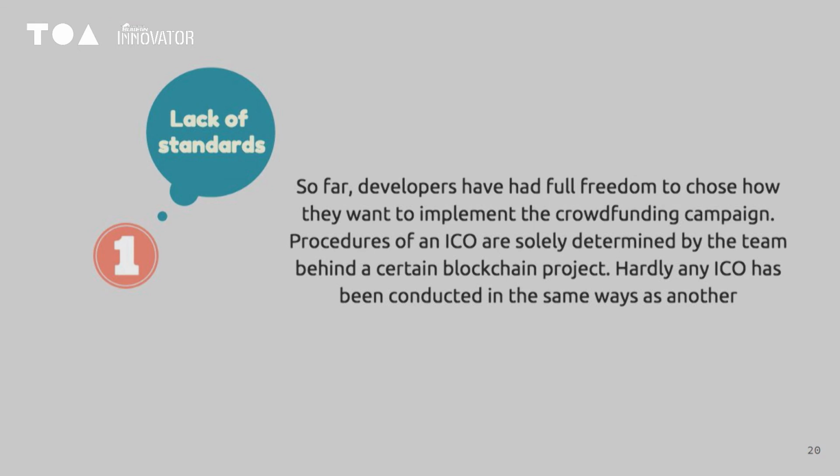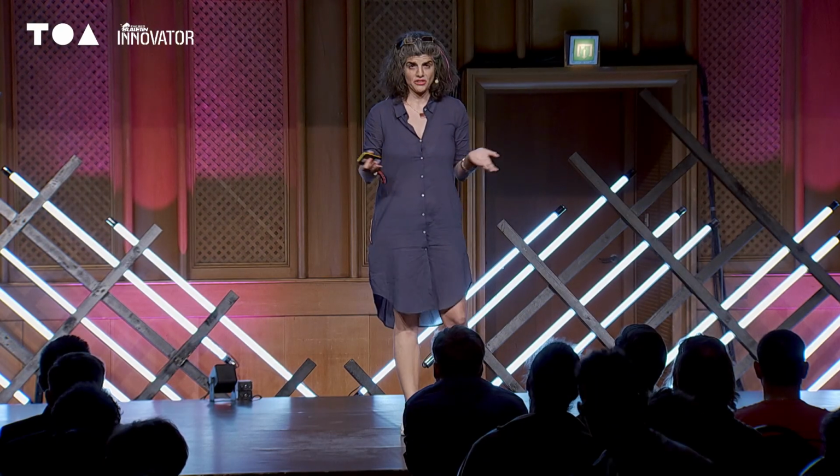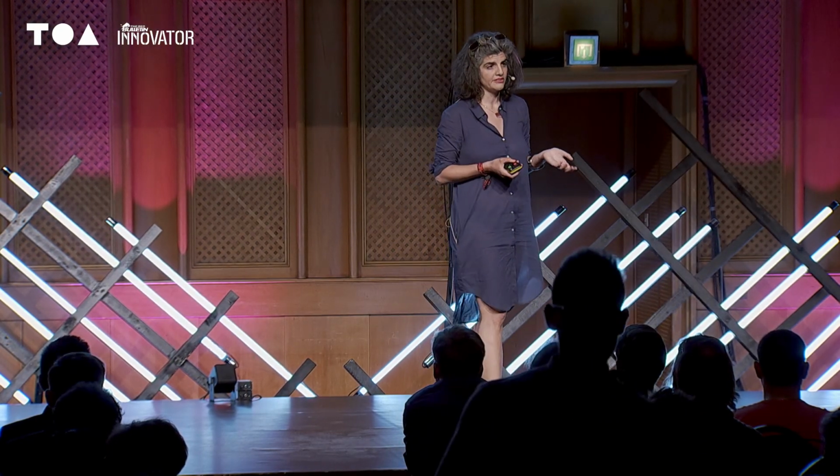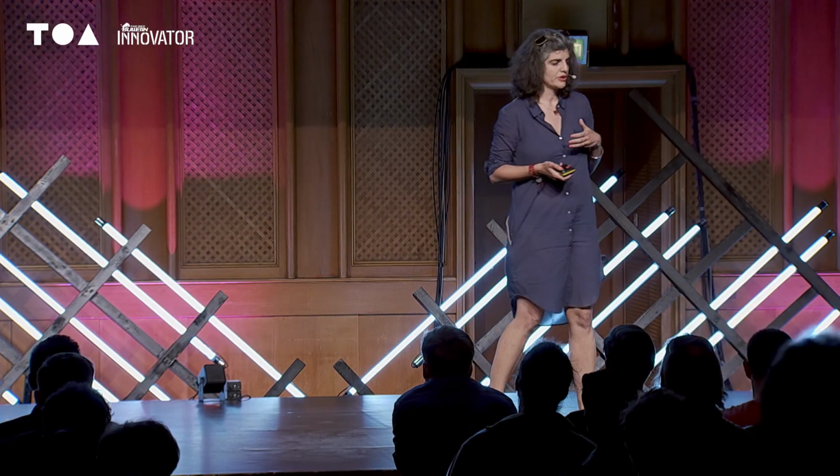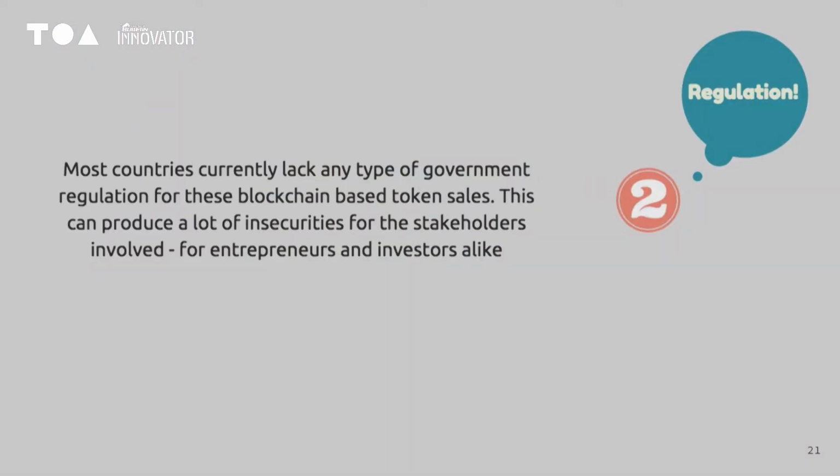Very important to understand, we have a lack of standards. Every ICO is still designed in a very, very different way. Basically, because of this lack of standards, it's not regulated and there are no community standards yet. Every ICO is different, and it's up to the discretion of the team designing the ICO and the role of the token how this ICO looks.